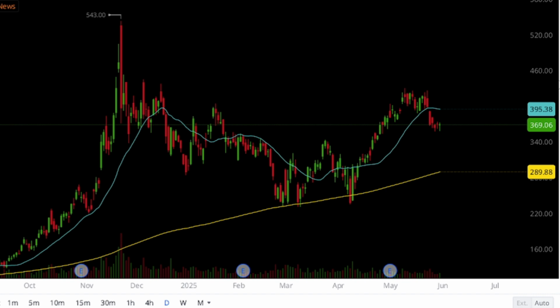Today we're going over a technical analysis breakdown for ticker symbol MSTR, Strategy, using various technical analysis techniques. Getting right into it, as you can see on the daily chart, the stock had a massive run up around November of 2024, peaking around that 543 level. Since then, we've seen a pullback into choppy consolidation and a move up higher.